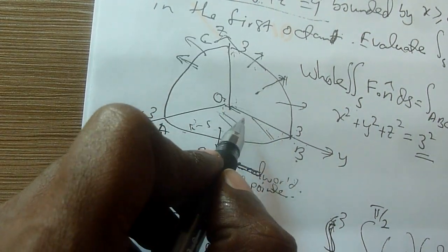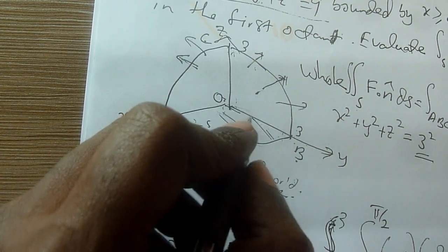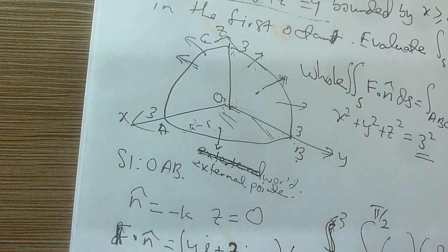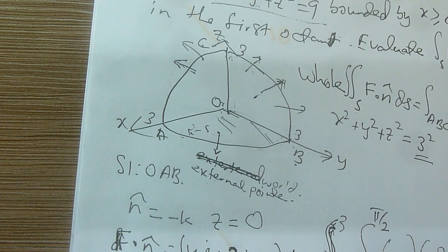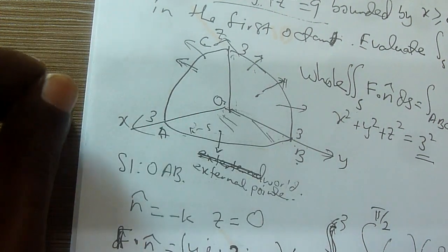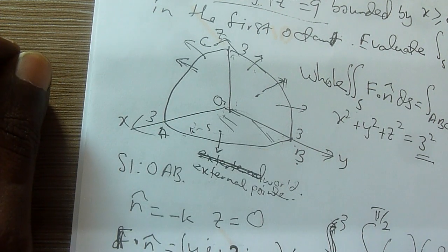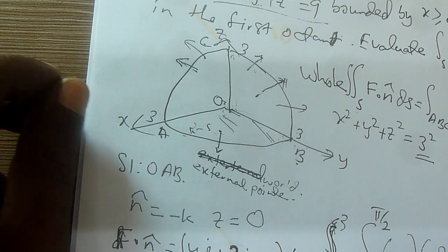Now I will ask, can I use shadow? That is the first question. Can I use a shadow to solve this problem? No. I will not recommend using shadow because shadow cannot be used in this case. Why? Can anybody guess? Why can you not use shadow to solve this problem?